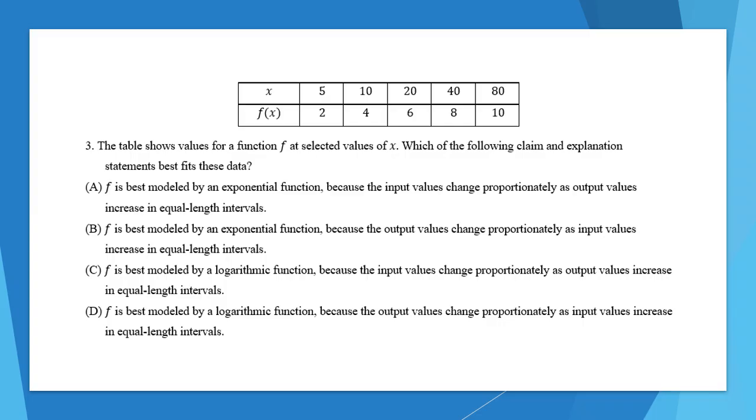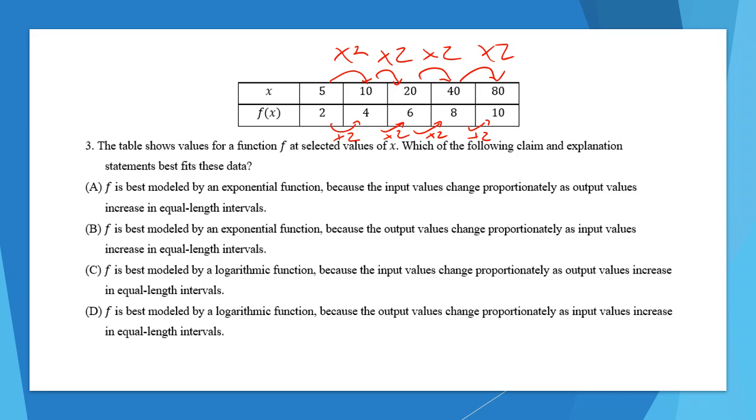All right, number 3, the table shows values for a function f at selected values of x. Which of the following claim and explanation is correct? So taking a look here, we see a multiplication rule up top, right? Times 2, times 2, times 2, times 2. And then we saw an addition rule on the bottom, plus 2, plus 2, plus 2, plus 2.